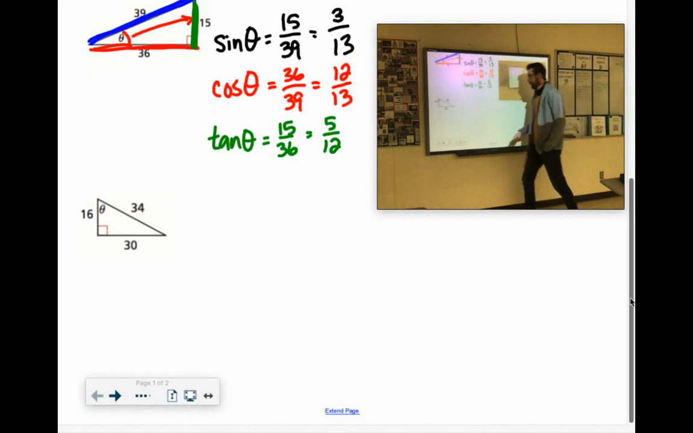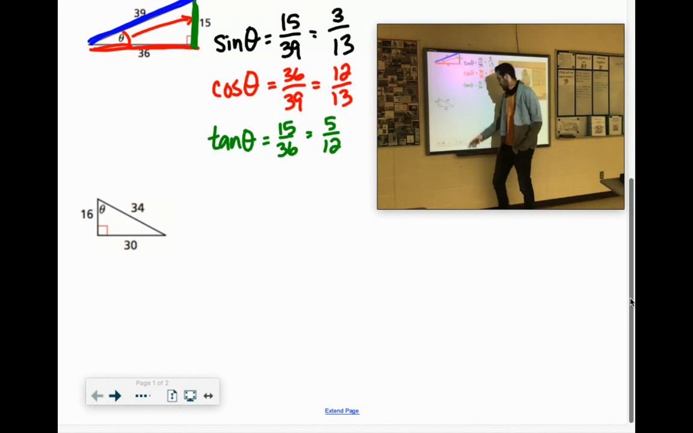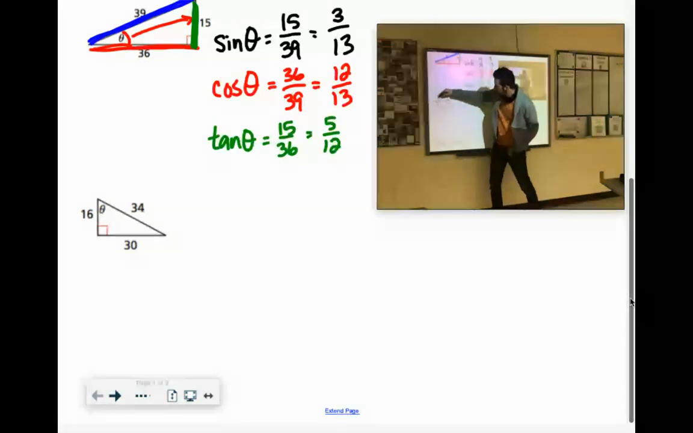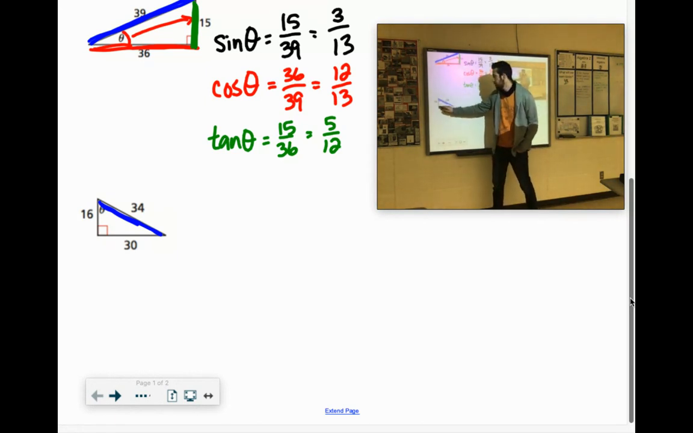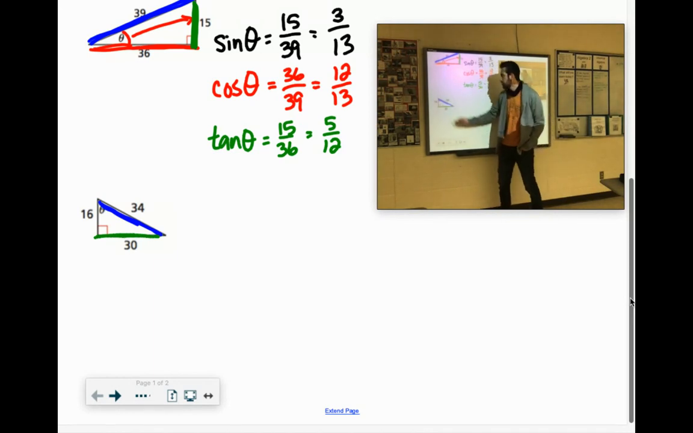So let's try this one. Let's just go ahead and I'll do the same colors. So the blue is the hypotenuse, which in this case will be 34. The green was the opposite. The opposite side of the angle down here would be 30. And then the adjacent side would be this red side with the 16.